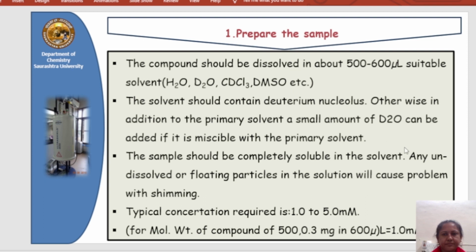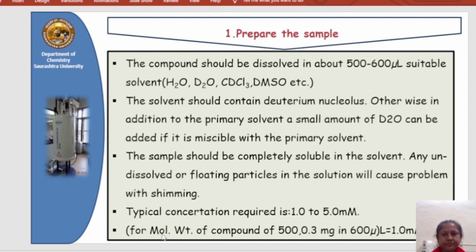The sample should be completely soluble in the solvent. If some particles are there, when we pass the magnetic waves, they absorb the waves and reflect them. So it makes a hurdle, and a homogeneous atmosphere cannot be created because of those particles. So the sample should be completely soluble in the solvent. Any undissolved or floating particles in the solvent will cause problems with shimming. Shimming is another parameter, and it is also important for recording the NMR spectrum.